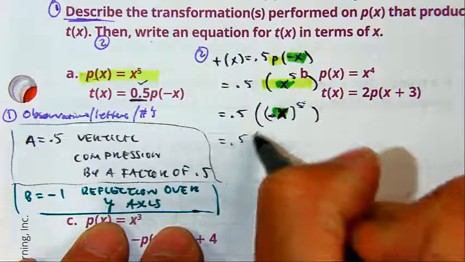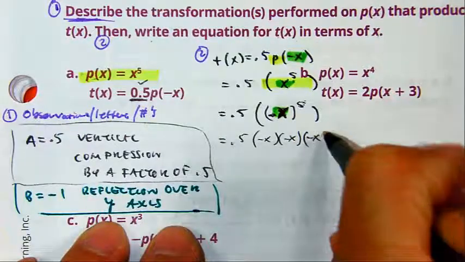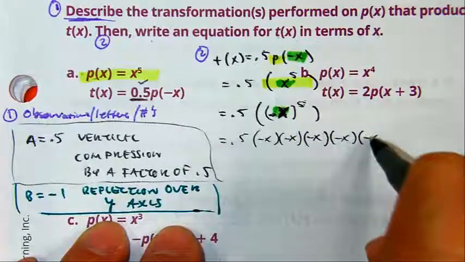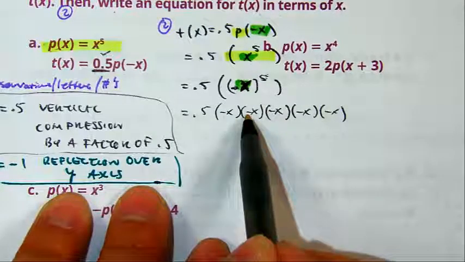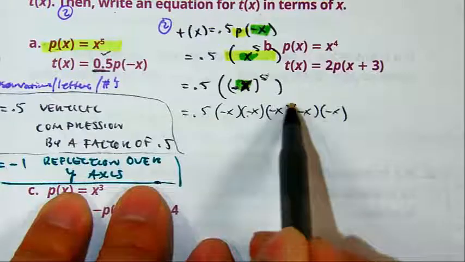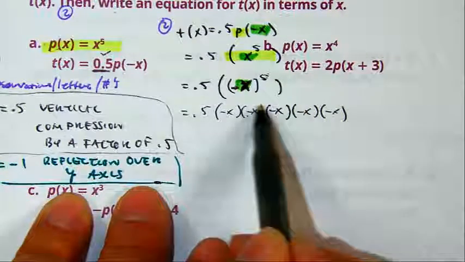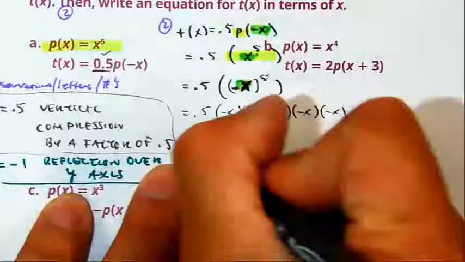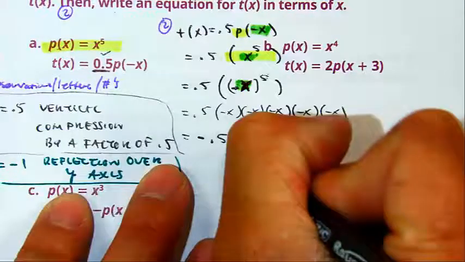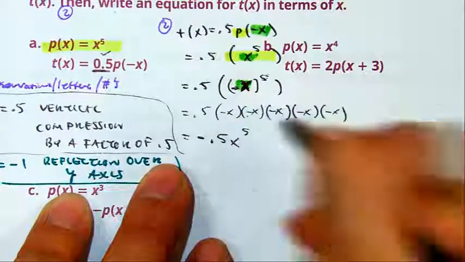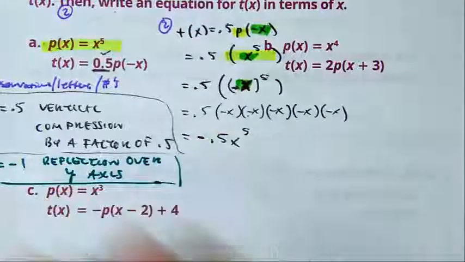Okay, so let's write it out. Class, negative times a negative? Positive times a positive? And positive times a negative. So our answer is going to be negative 0.5 x to the 5th power. T of x equals negative 0.5 x to the 5th power.